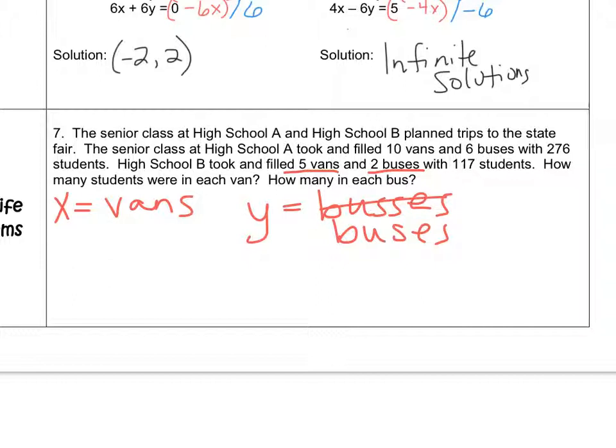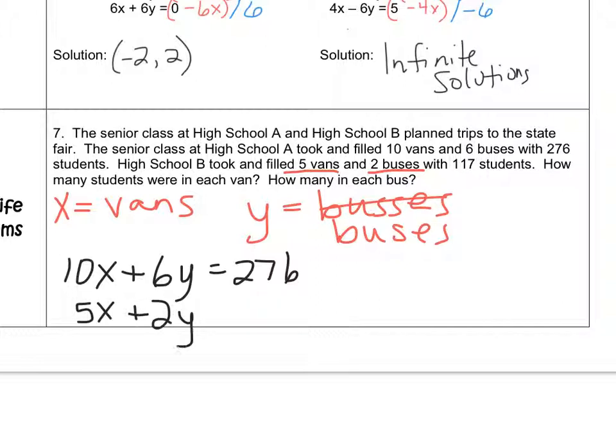Now, let's come up with our two equations. High School A took and filled 10 vans. So High School A did 10 vans plus 6 buses, and that was 276 students. High School B did 5 vans and 2 buses, and that was 117 students.